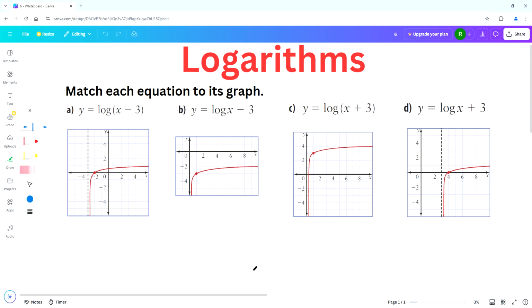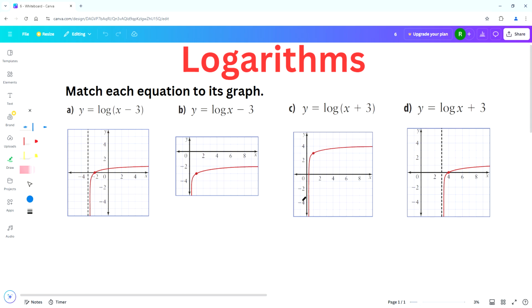In this video, we'll solve this problem using logarithm graphs. As per the problem, match each equation to its graph. We are given these four logarithm equations and we are given these four graphs. We have to match each of these equations to one of these graphs. The four given equations represent transformed logarithm functions.